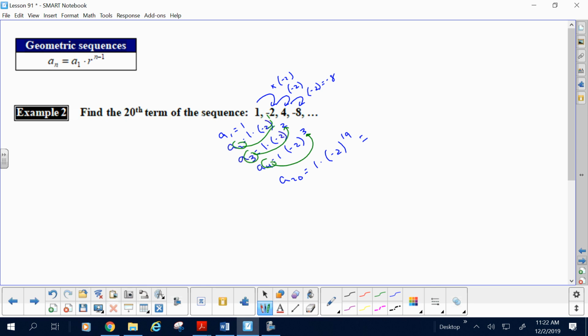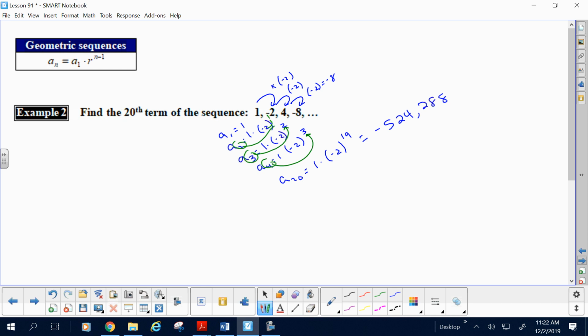Are you sure you used parentheses? Although you should know it's just going to be a negative or positive answer. Negative because it's a negative to an odd power. So what do you get? -2 to an odd 19 is? Negative 524,288. Okay.